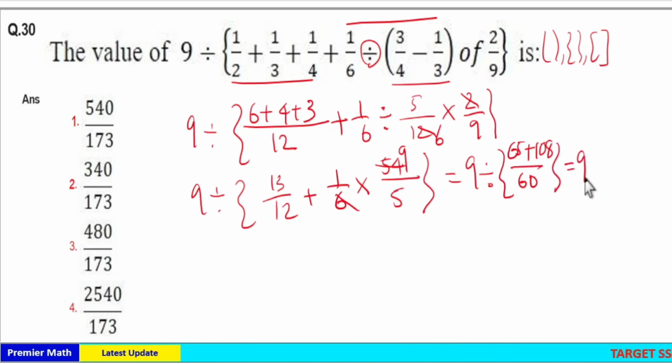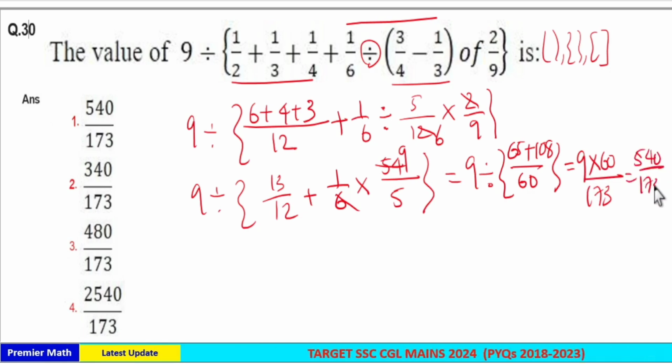Now this will become 9 divided by, I will write it as into 9 into 60 divided by 108 plus 65 means 165 plus 8 is 173. So 9 into 60 is 540. 540 divided by 173. Option 1 is your answer.